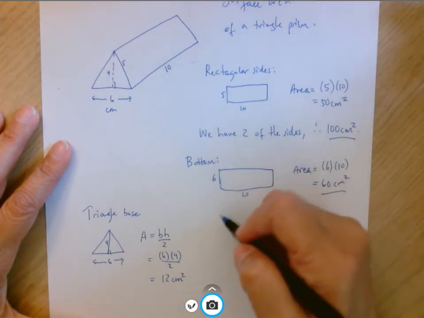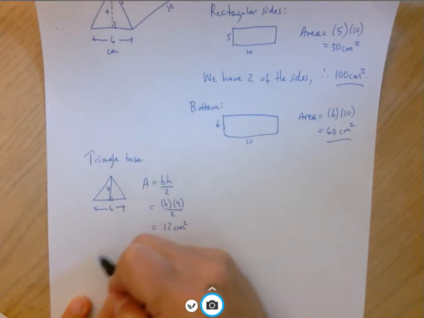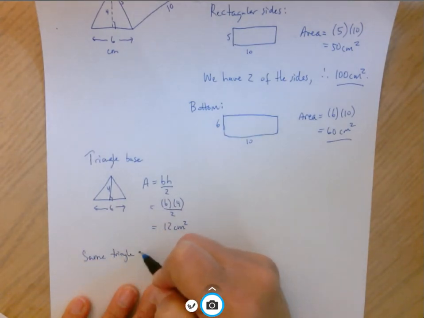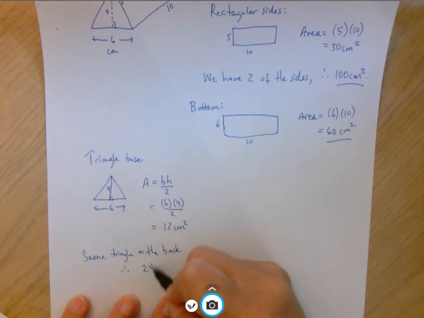Okay, but it's the same face on the back. So same triangle on the back. So therefore, there's going to be 24 centimeters squared from the triangles.